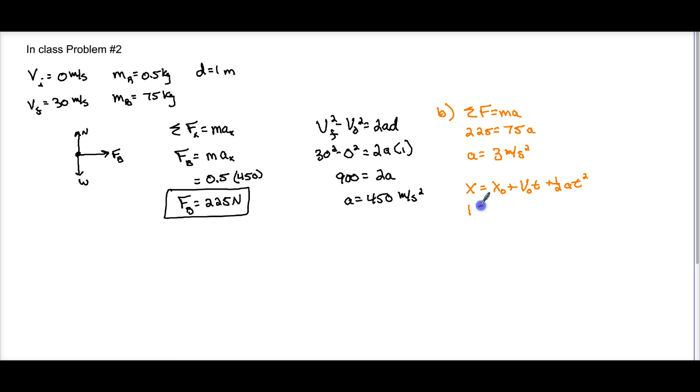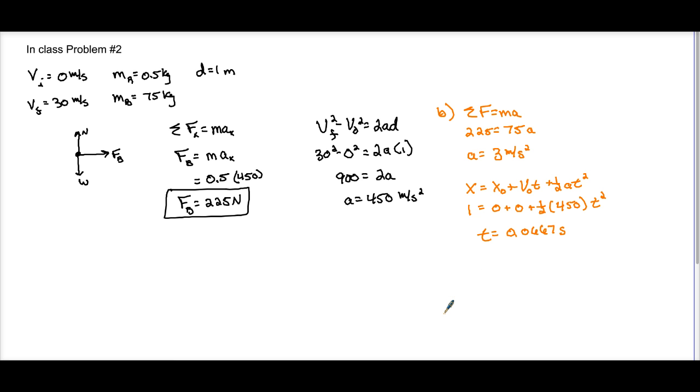So the rock's going to move 1 meter while he applies a force to it. We've got x sub o equal to 0. He starts from rest, so v sub o times t will be 0. And we're left with 1/2 times the acceleration of the rock times t squared. If we do this out, we find that the time it takes while he's in contact with the rock to move it 1 meter is 0.0667 seconds. So he's going to push the rock for 0.0667 seconds, and the rock's going to push on him for 0.0667 seconds.